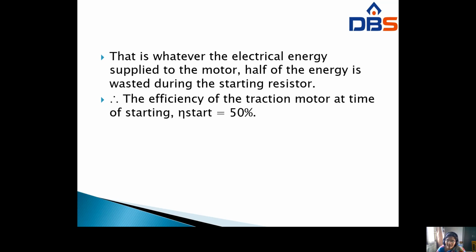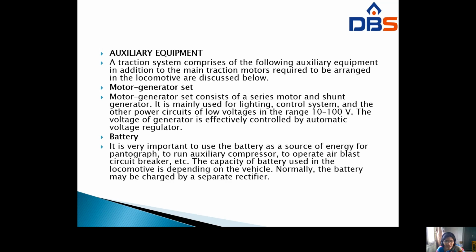So this is the traction motor control. Mostly the DC motor is used, so here we are only discussing the traction motor, that means DC motor control. Next we will discuss the auxiliary equipment. What is the equipment used in the traction purpose? A traction system comprises the following auxiliary equipment in addition to the main traction motors, required to be arranged in the locomotive and discussed below.